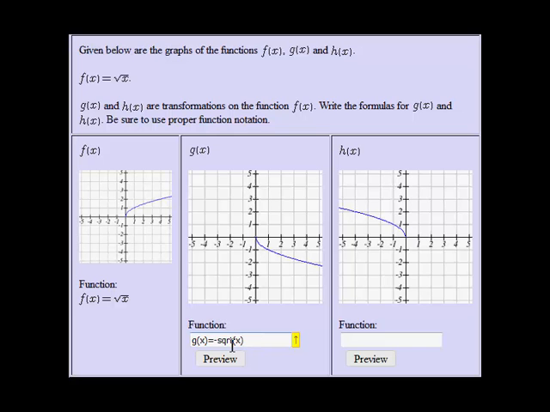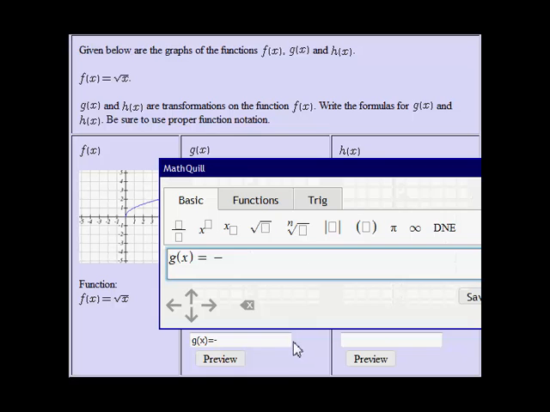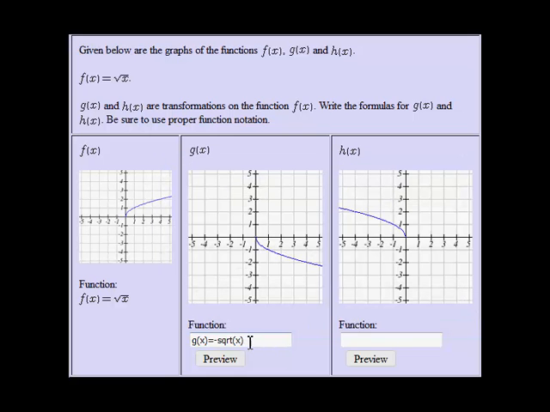If you didn't know the syntax for square root, rather than typing this out, you could click the little yellow box here which opens up MathQuill. Then you click on the icon that looks like a square root, type x, and then save your answer. All that does is change the square root symbol that you just selected in MathQuill, and it converts it into computer syntax.